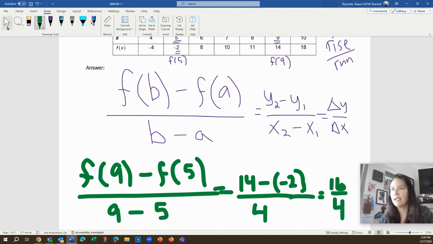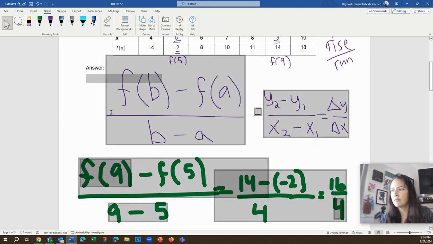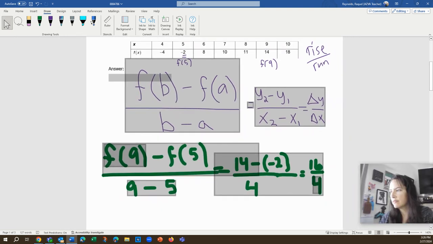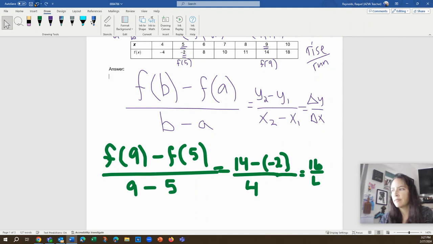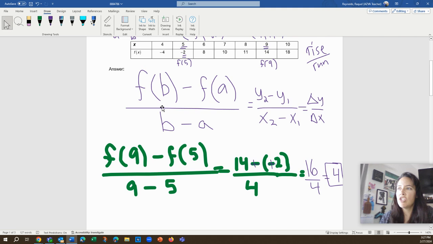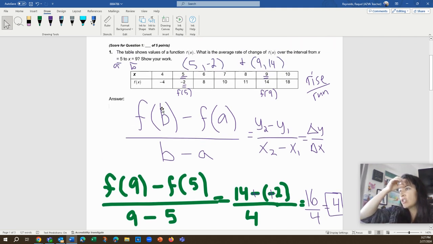And then finally, switching back to purple, 16, because this becomes negative and negative becomes a positive. It's now plus. 14 plus 2 is 16 over 4. 16 over 4 is just 4. Okay, so the average rate of change for this function for question 1 is just 4, from the interval x equals 5 to x equals 9.